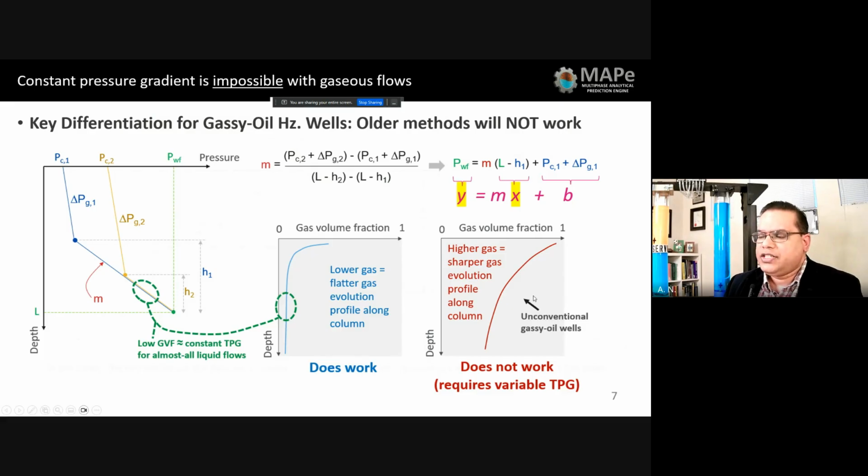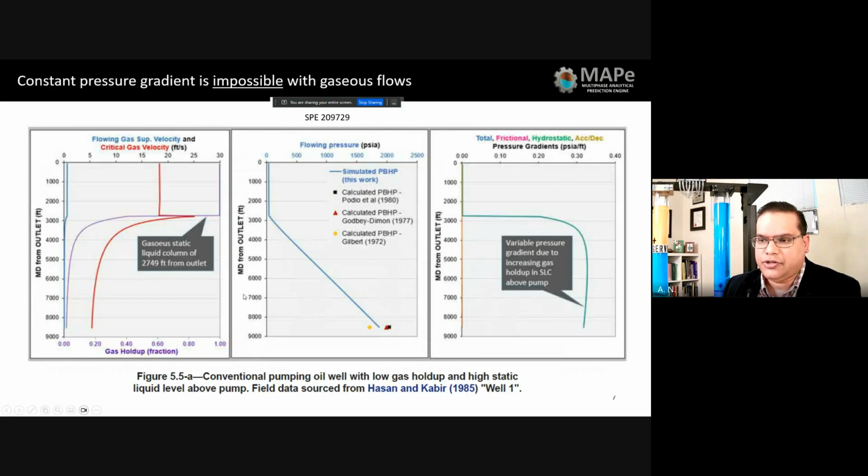In modern wells and conventional wells, or even wells with the pools far away from the pumps, you have a very sharp evolution of gas evolving along the column. And none of these constant pressure gradient assumptions work, and you actually have to calculate the pressure gradient along the well, right? So let me prove that.